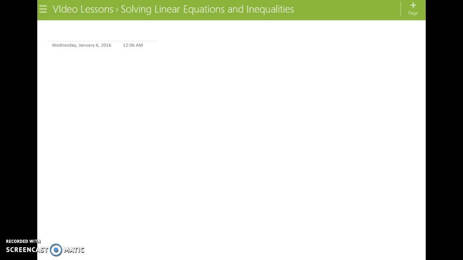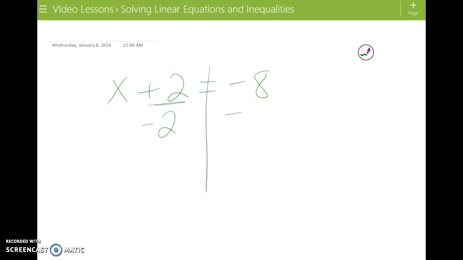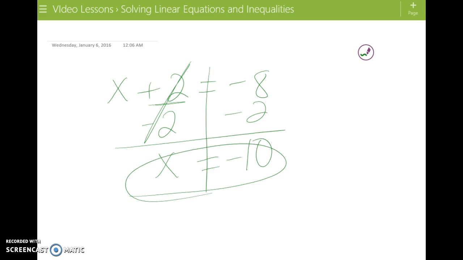Alright, so those were using addition and subtraction. Here's one more for you. x plus 2 equals negative 8. We need to get rid of the positive 2 because that's over here with the x. So we're going to use the subtraction property of equality. We'll subtract 2 on both sides. 2 minus 2 is 0. So x equals, and on this side we get negative 10.